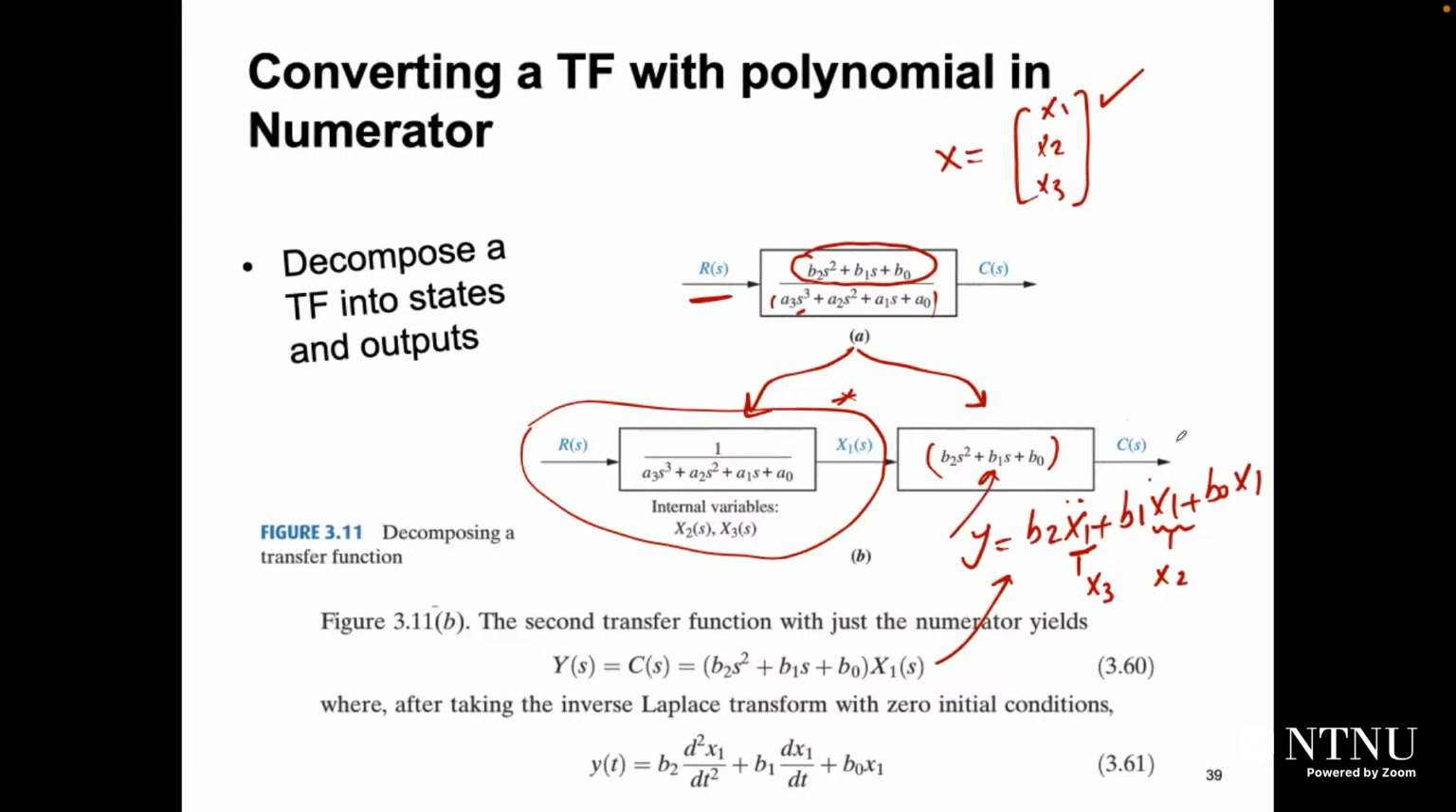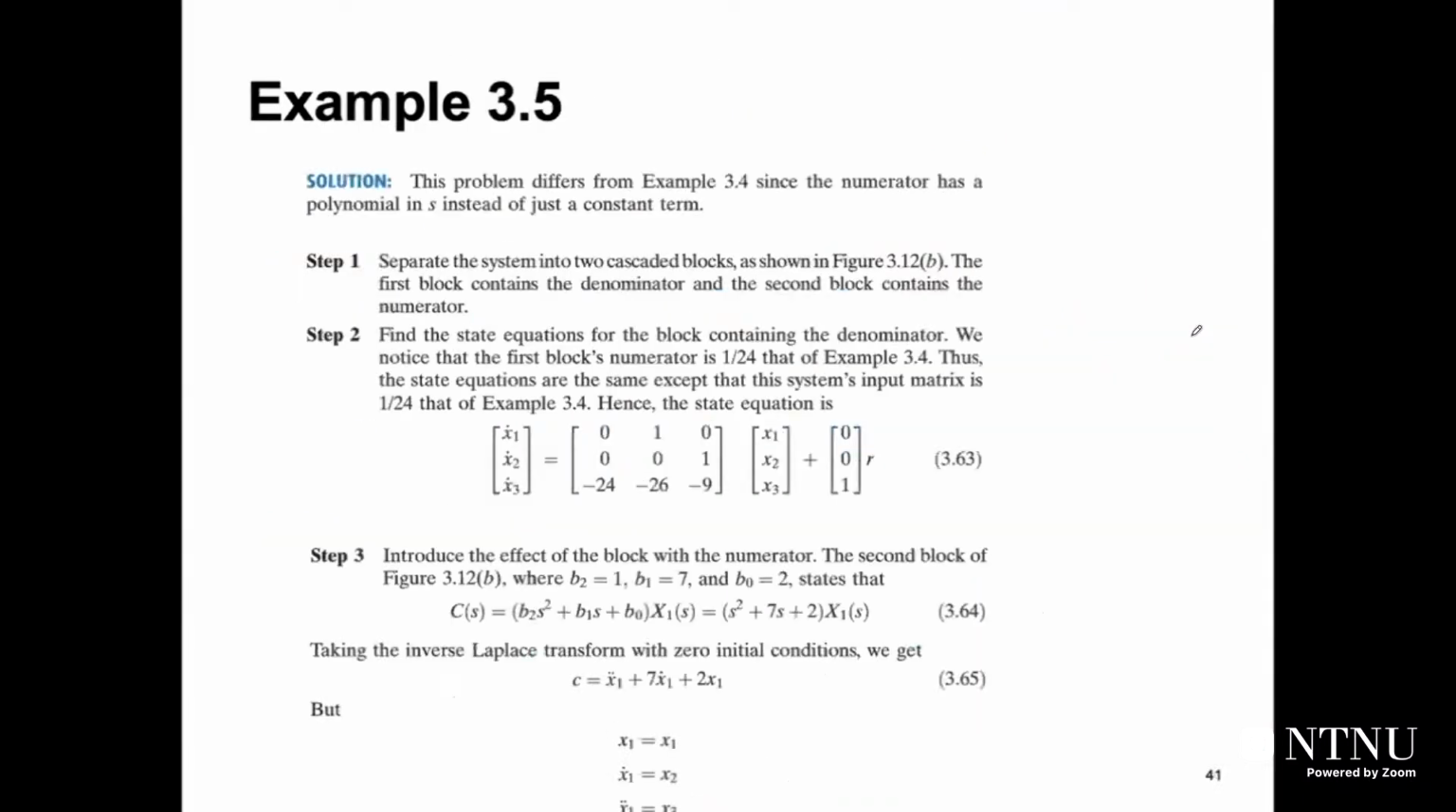If you want to write it in matrix notation, it will be like this one. So y will be this vector multiplied by x1, x2, x3. What is the coefficient of x1? Coefficient of x1 is b0. Coefficient of x2 is b1. Coefficient of x3 it's b2. So it will be like this one. And we can call this one the output equation.